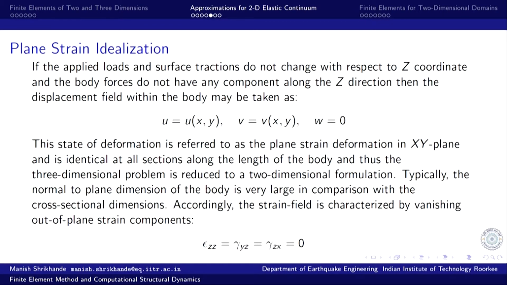There are 2 particular idealizations that we consider. One is called plane strain idealization. In this, as the name suggests, the strain field is limited in one plane, xy plane. So, outside xy plane the strains are 0. So, what are the strains outside this plane?